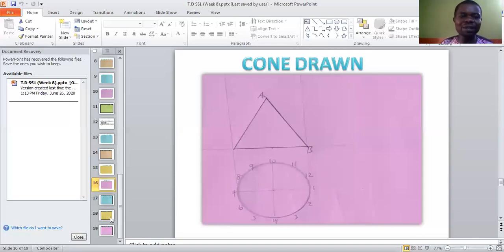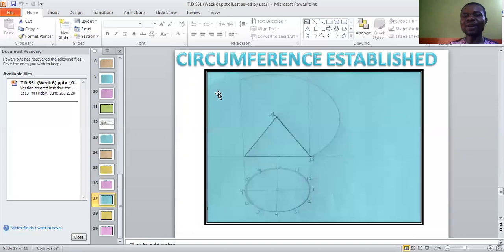We have done something similar last week. Using that radius, you will now have a curve that comes to meet B. That is the circumference now. That circumference is established. Then this circumference, you will now divide it into 12. I use 1 cm for the division.